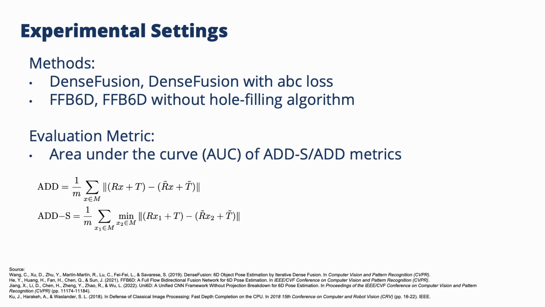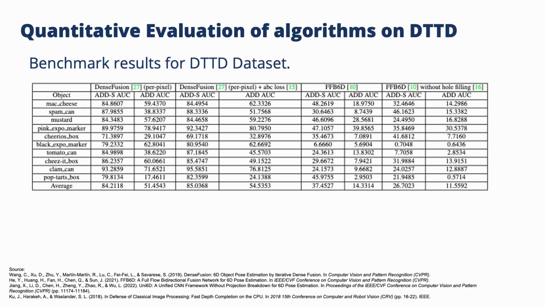We follow the previous work to evaluate those methods on accuracy metrics, ADD and ADD-S. These two metrics evaluate the distance of the model points between the ground truth poses and the predicted poses. The quantitative results on the DTTD dataset are shown in this table.